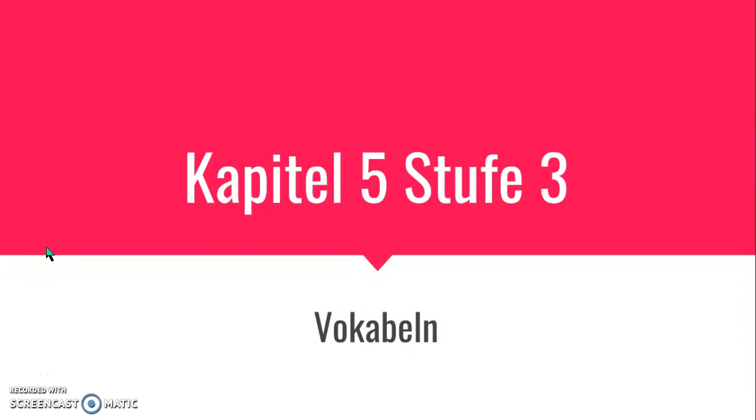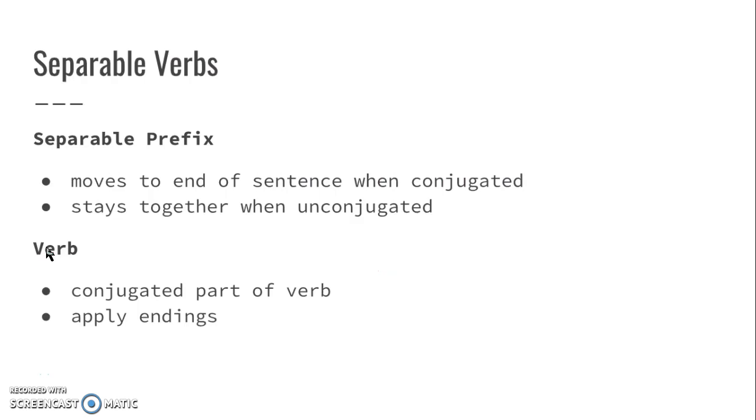Okay, this is the vocabulary pronunciation video for Kapitel 5, Stufe 3. Separable verbs are a big concept in this section. Separable verbs are made up of two parts. We have a prefix and a verb. So the prefix moves to the end of the sentence when it's conjugated, and it stays together with the verb when it's unconjugated. The other part is obviously the verb, which is the conjugated portion, so you have to apply the endings to the verb.